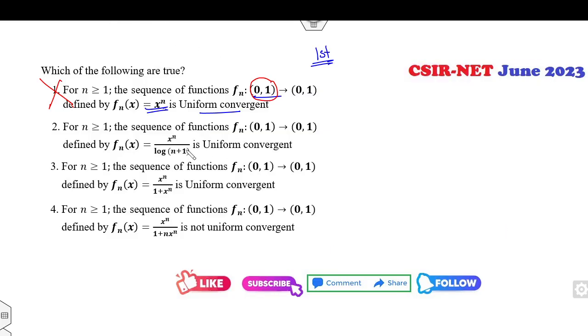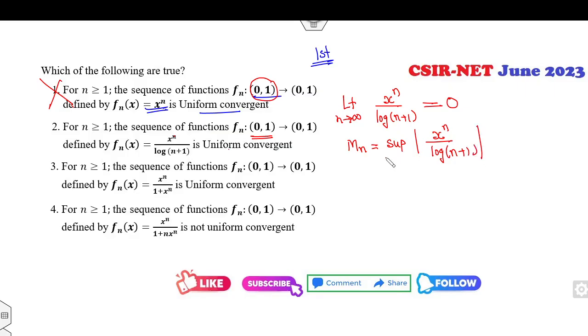Look at the second option. Again, is it uniformly convergent? You can first check the pointwise convergence. Again on the interval 0, 1, what is the limit? As n approaches infinity, this part will be 0, since the denominator goes to infinity. Fine. How can you check uniform convergence? Either you can define the subsequence or you can apply the M_n test, with x^n over log n plus 1, over the domain 0, 1.